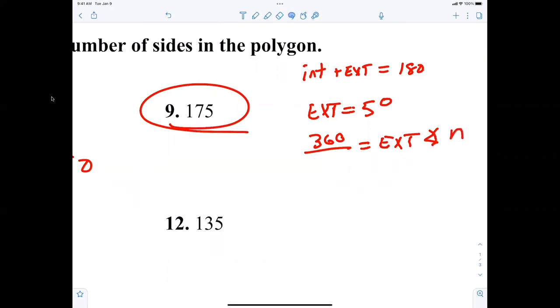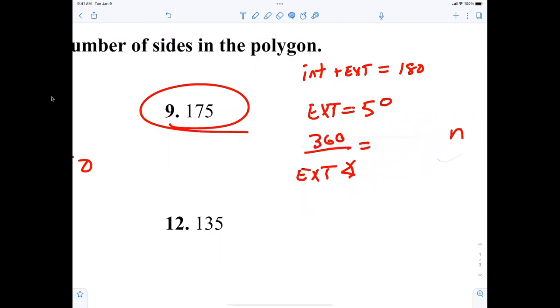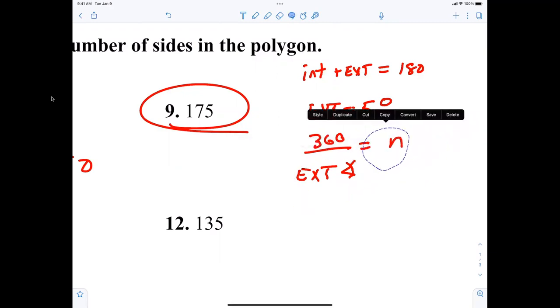What did I do to both sides? Multiplied by the number of sides. Now, what did I do? Divided by the exterior angle. So 360 divided by the exterior angle gives me what? The number of sides. Right? I just feel like everybody should be able to do that. Simple, basic math right there.